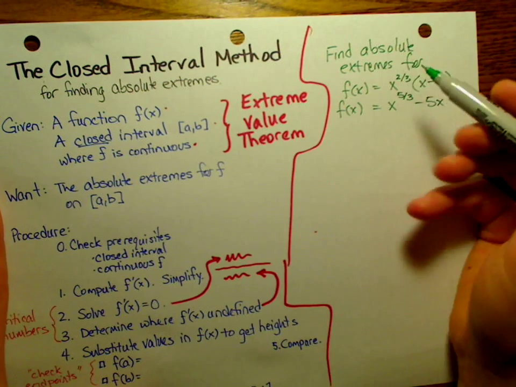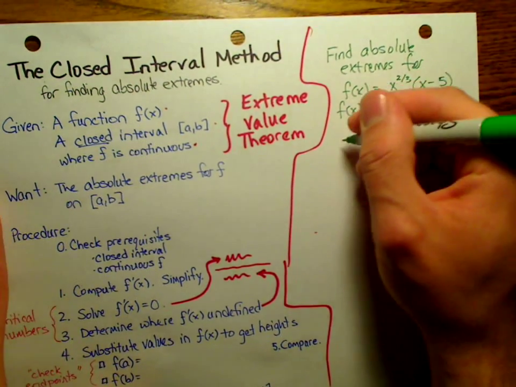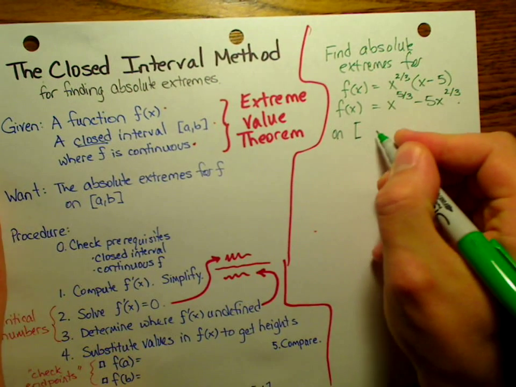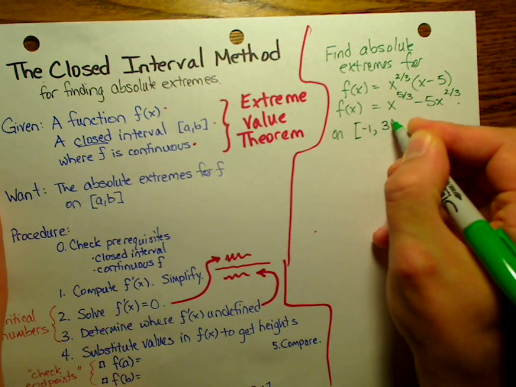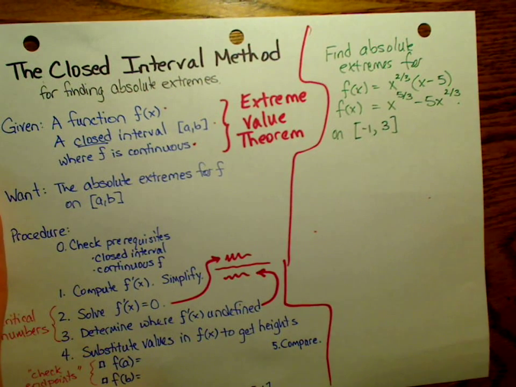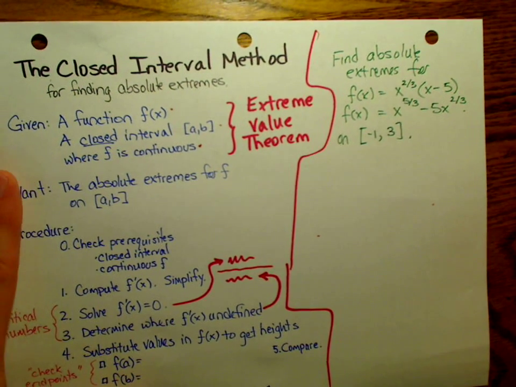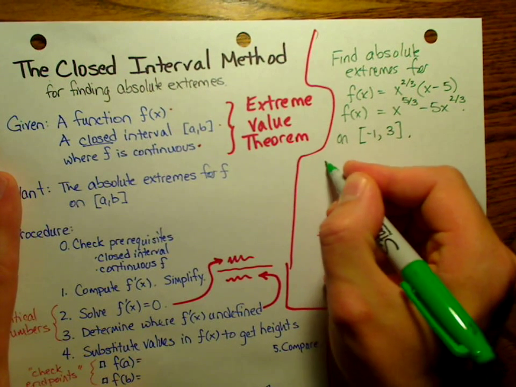Oh, I do want to check, for this function, I should really be saying on an interval. Let's say we're going from -1 to 3. Let's take a look at that interval. That's a given problem. So then we want to check whether the derivative is 0.